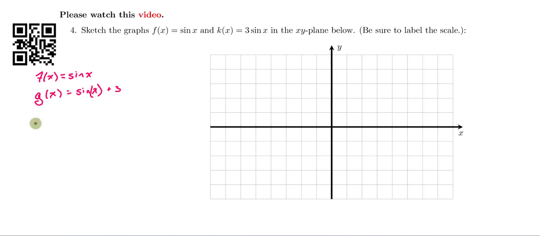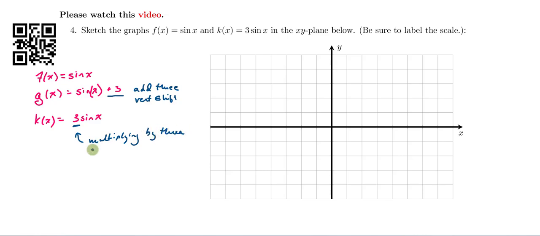Now we're going to look at the function, it looks like I've labeled it k of x, equal to 3 sine of x. And I want to point out the distinction: here I've got the sine of x and I'm adding 3, and that gave us a vertical shift. In this problem, I'm multiplying by 3, and that's going to give the effect of a vertical stretch.